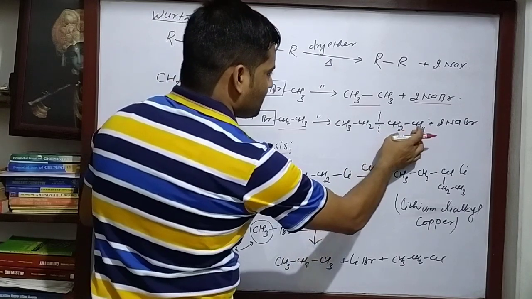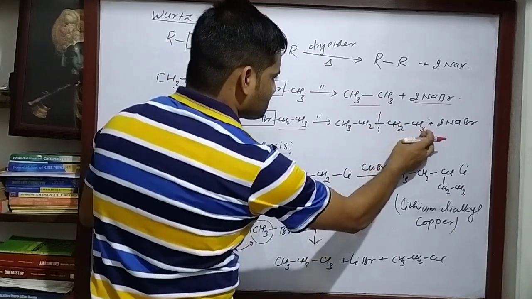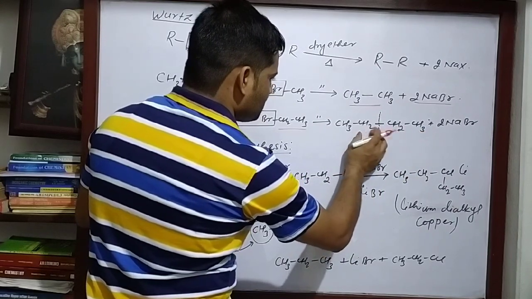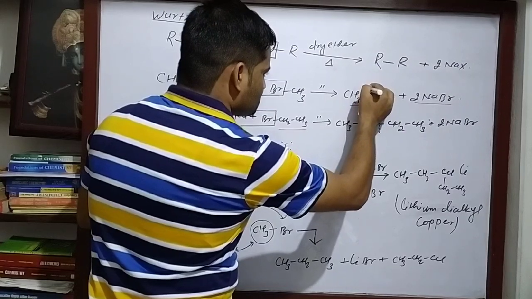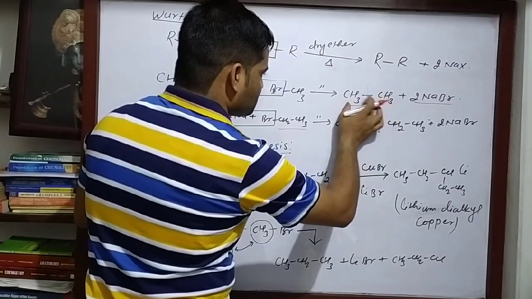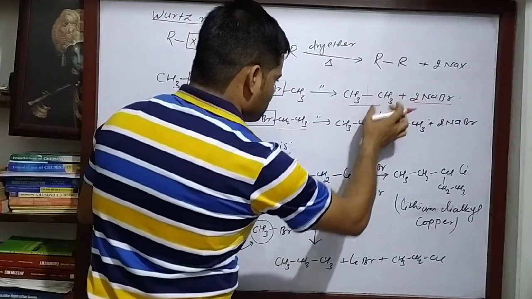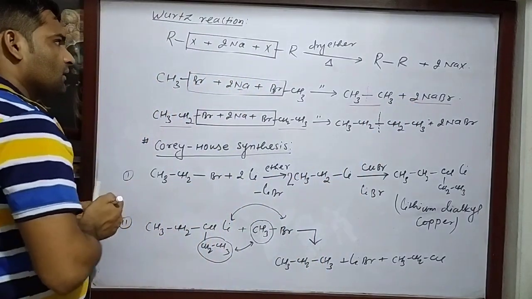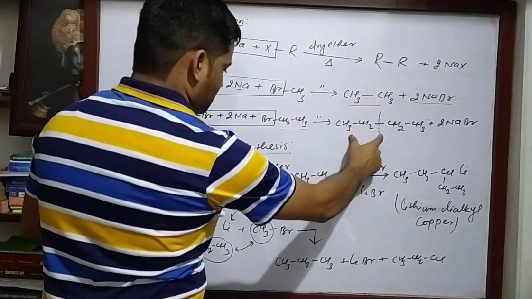and we can divide this alkane into two equal halves, CH3CH2 and here CH3CH2, which is called symmetrical, and here this alkane is also divided into two equal parts, CH3 one part, CH3 one part, and this is a symmetrical alkane. And always this Wurtz reaction gives symmetrical alkane.